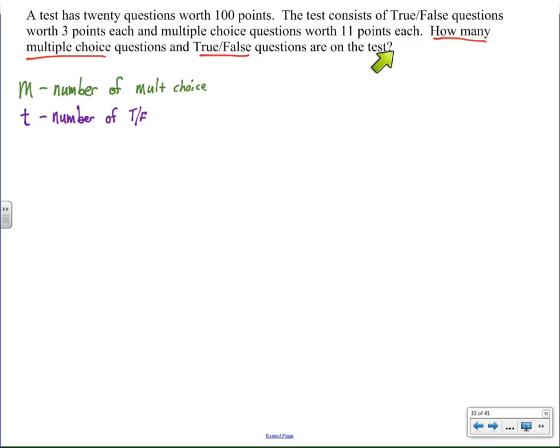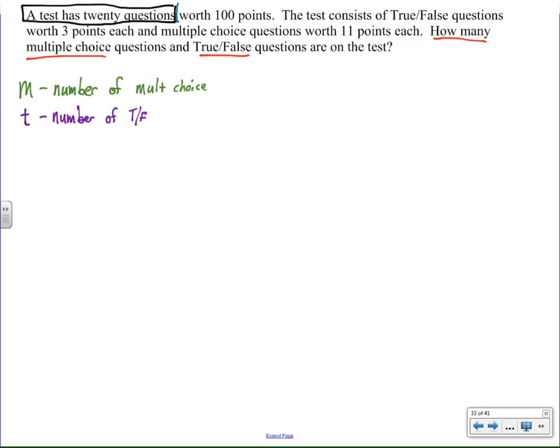So I can take that sentence and turn it into my variables, because M represents the number of multiple choice questions. Notice M does not represent the number of points for multiple choice questions, it just represents the quantity. How do I know that M represents the quantity? Because that's what we were asked to find. How many, not how many points it's worth, because we already know that from the paragraph. T is the number of true-false questions.